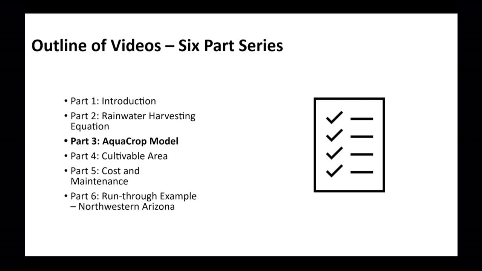That concludes the rainwater harvesting equation. The next part, we'll look at the aquacrop model to determine how much water is needed to cultivate a certain plant. Part 4, we'll look at the area that can be cultivated using that information from the aquacrop model. And then part 5, we'll look at the cost and maintenance, and part 6, a run-through example.